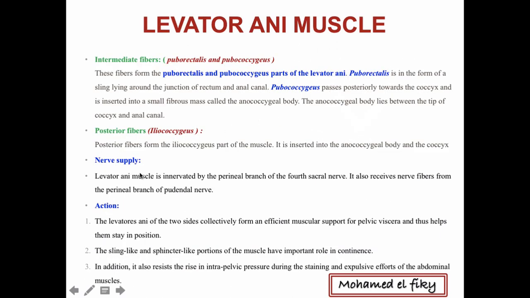Nerve supply of the levator ani. The levator ani takes nerve supply from the upper surface and the lower surface. It has a double nerve supply. From the upper surface, it takes nerve supply from the fourth sacral nerve. From the lower surface, it takes nerve supply from the perineal branch of the pudendal nerve. Action of the levator ani: the levator ani supports the pelvic viscera.